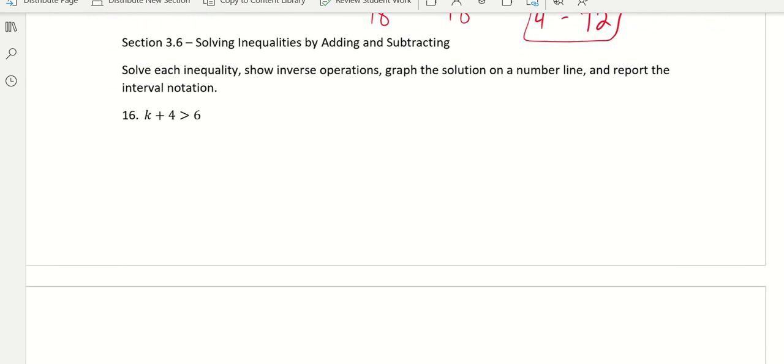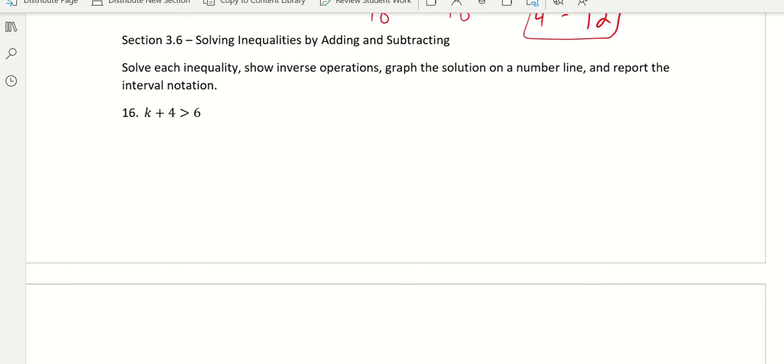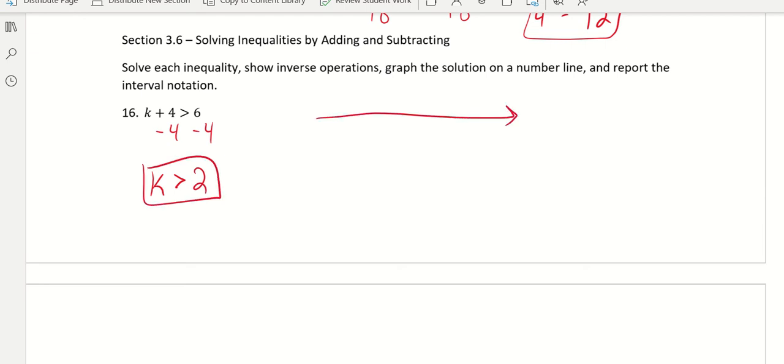3.6, solving inequalities by adding and subtracting. This is just like solving equations, but now we do have to graph the solution on a number line and report the interval notation. k plus 4 is greater than 6. We're going to subtract 4 from both sides, and we get k is greater than 6 minus 4, which is 2.